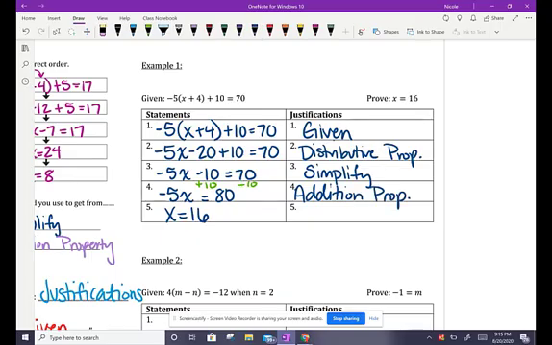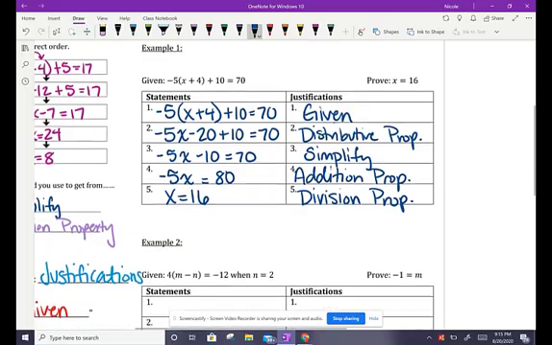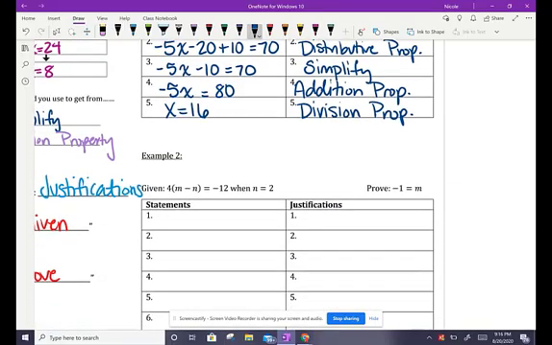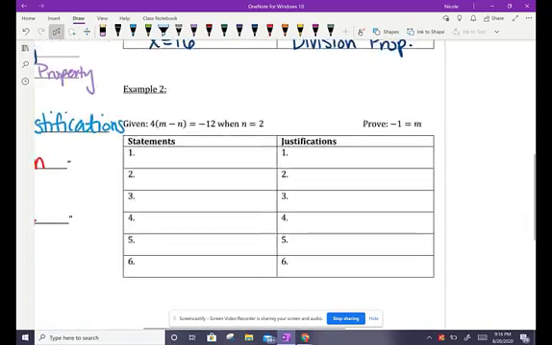Now you can always, off to the side, if you need to work out the steps, scribble off to the side the math part. You are more than welcome to do that. That is fine. And my last step here, I go from -5x = 80 to just x = 16. So that tells me I used the division property. I divided. And then we're done with that proof. I'm going to do one more.